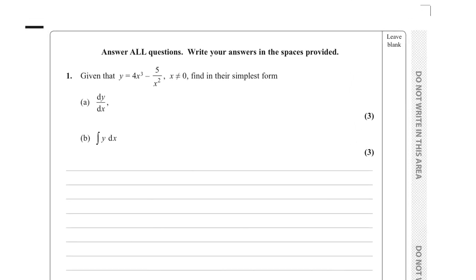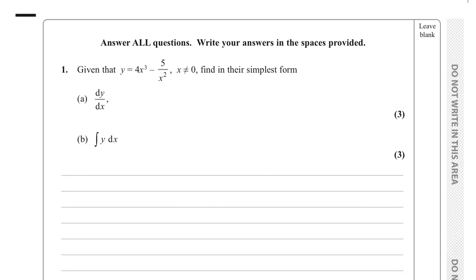Okay, so question 1. Given that y equals 4x cubed minus 5 over x squared, find the differential in its simplest form. So step 1, we need to rewrite this equation in index form. So we're going to have 4x cubed minus 5x to the negative 2.